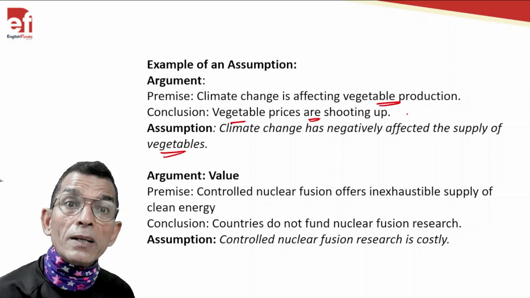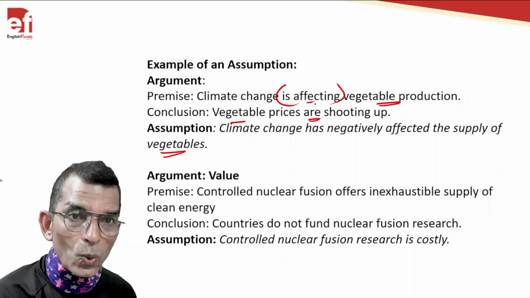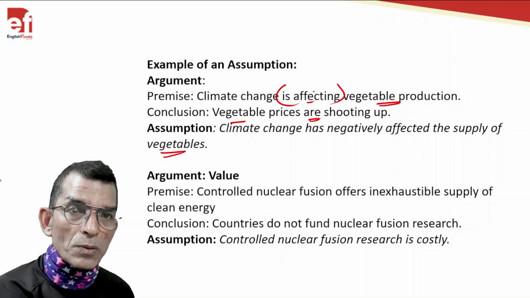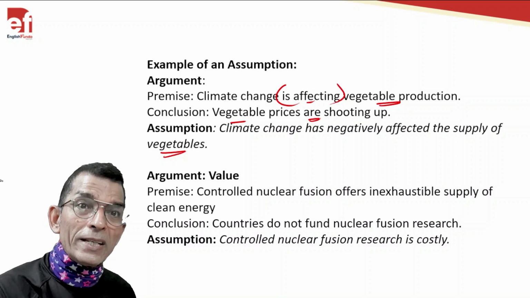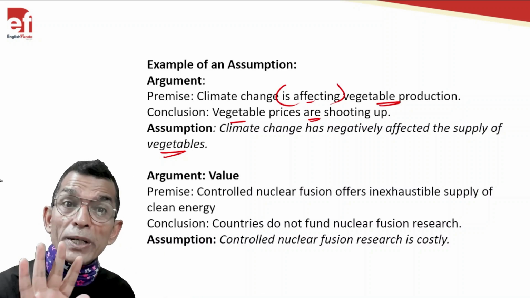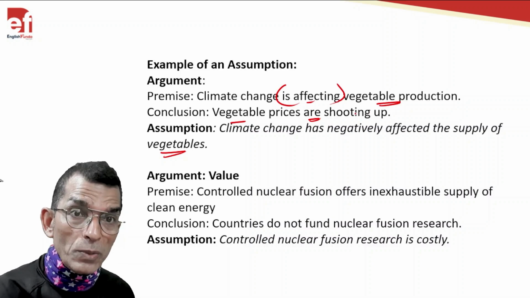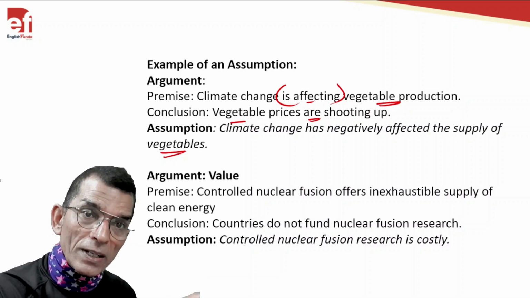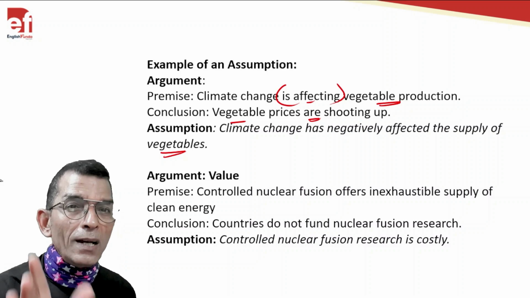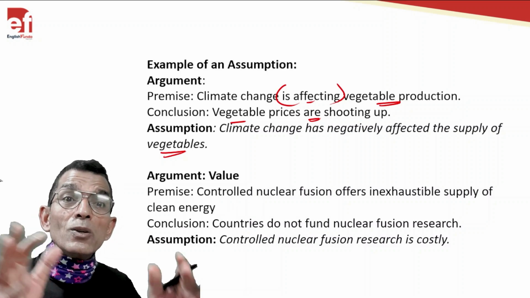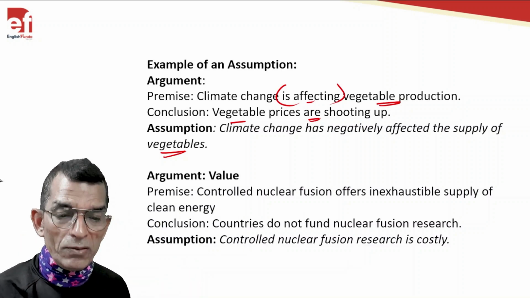The supply has been affected negatively. You might say, sir, that negatively is given here. No, it simply says climate change is affecting vegetable production. Are some vegetables growing more than the others? We do not know. So, is it affecting positively or negatively? We do not know. But the conclusion gives us that clue. It says vegetable prices are shooting up, which means climate change must be negatively affecting supply. Beware of these nuances. When I come to the next class, I'll tell you how to choose from the options. What are the elimination tricks we have? Okay, come to the next one.